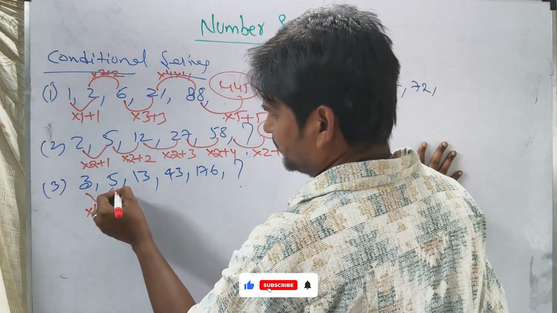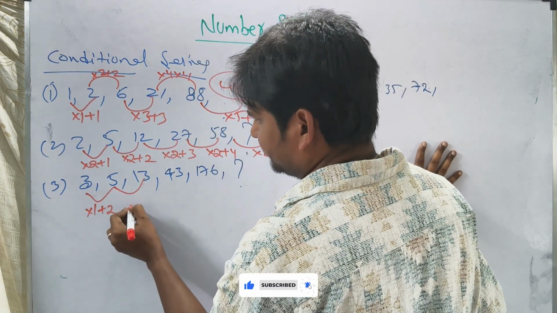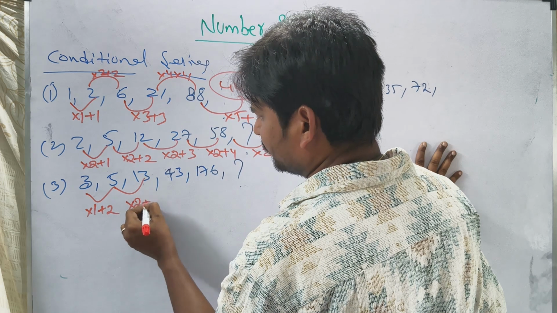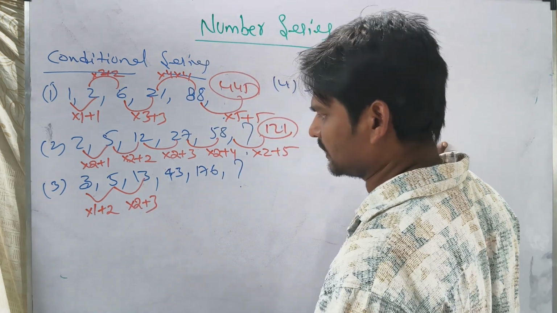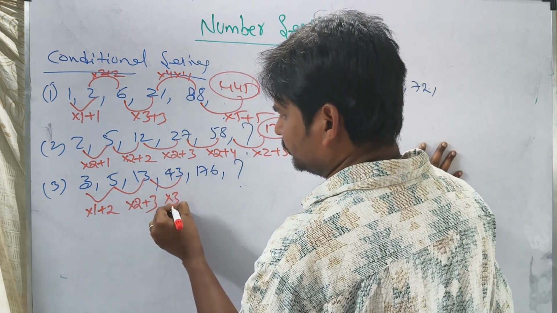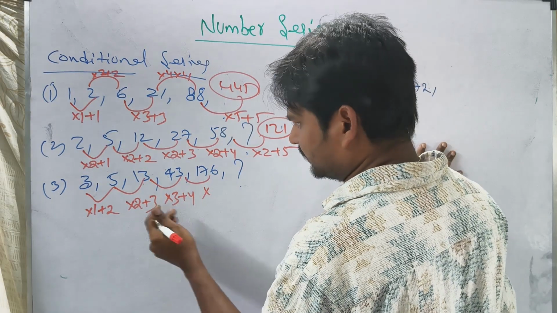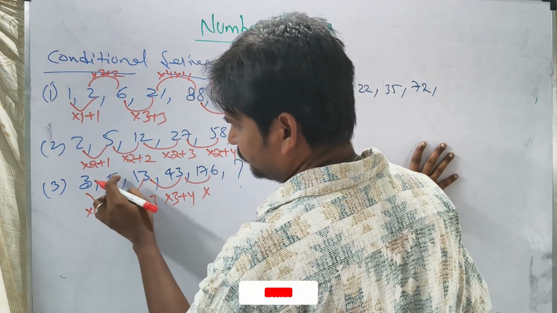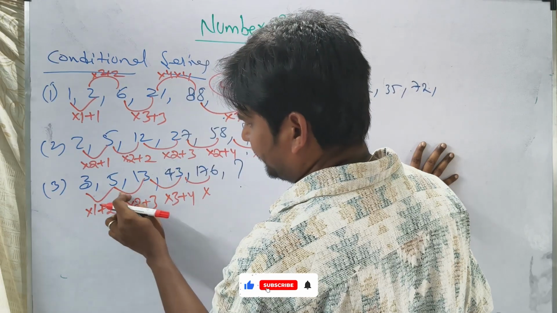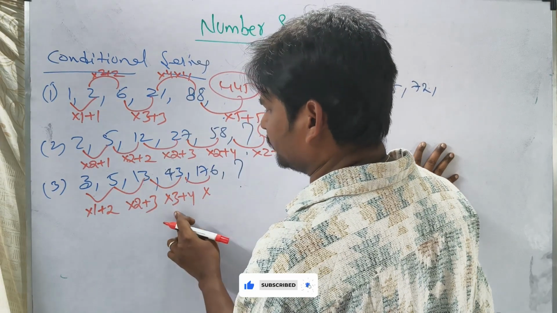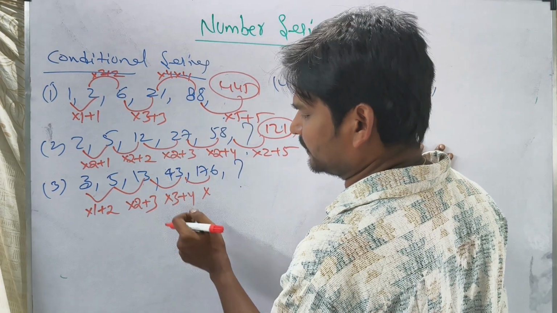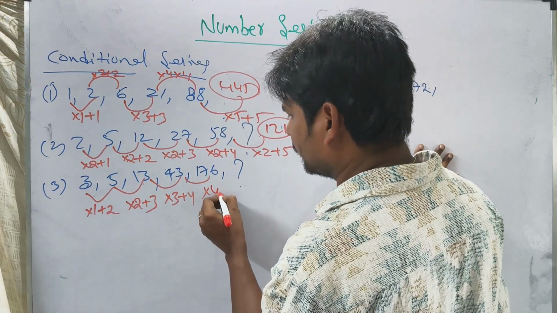Yes or no? Next from here to here, shall I write into 2 plus 3, yes or no? Now here to here into 3 plus 4. Now here to here into what? See here, into 1 plus 2, 5. 5 into 2, 10 plus 3, 13. 13 into 3, 39 plus 4, 43. 43 into 4 plus 5.